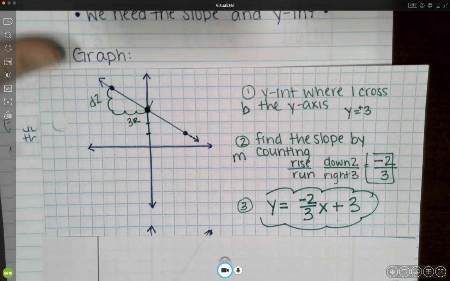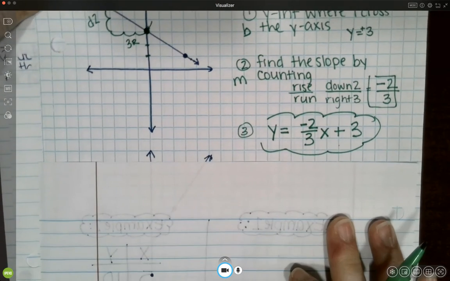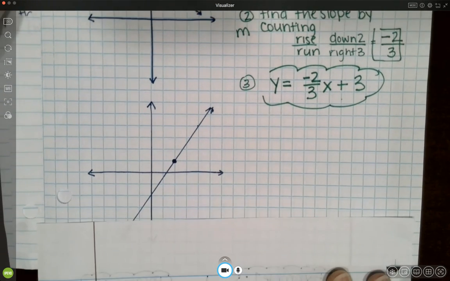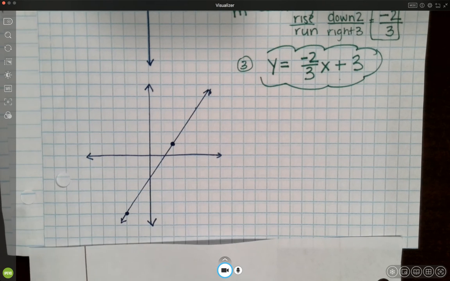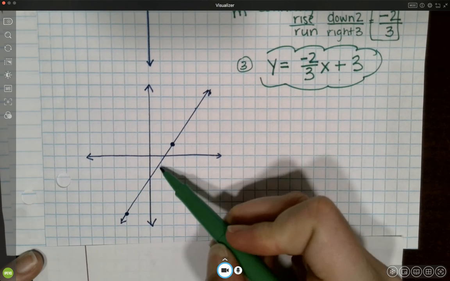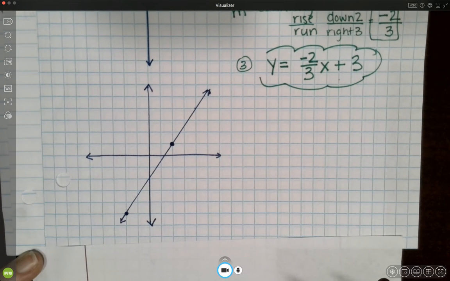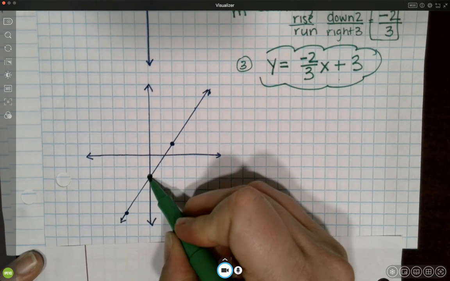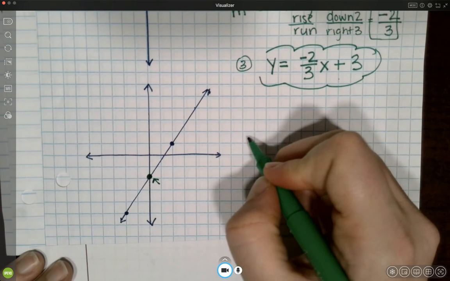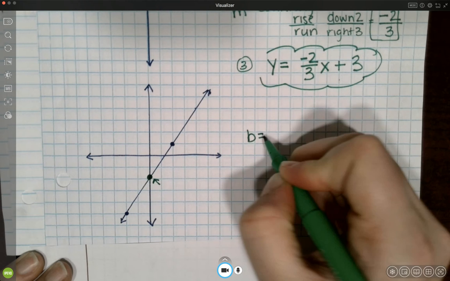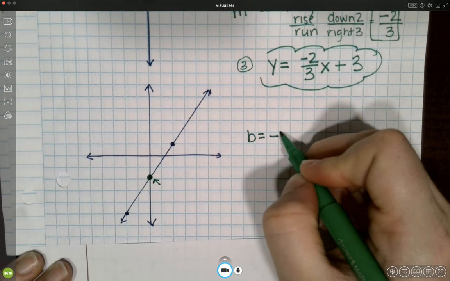Okay, so let's do this again. First step, I need to see, where do I cross my axis? So I scan my line. What do you think my axis is going to be? Okay, so we're crossing right here. So my b, my y-intercept, equals negative 2.